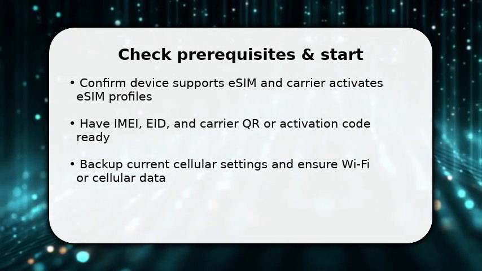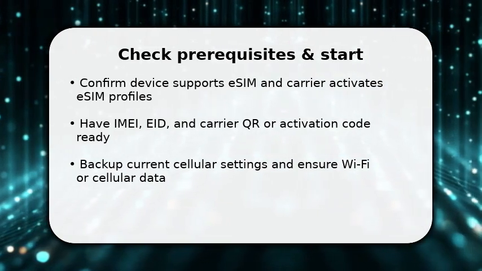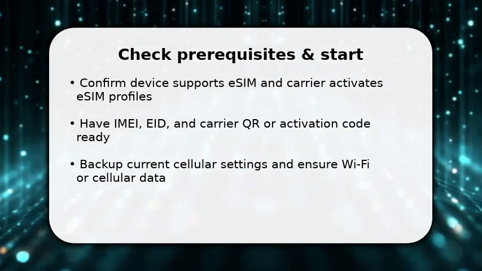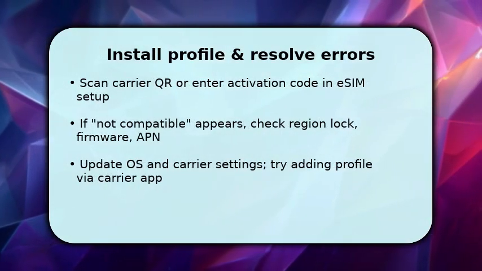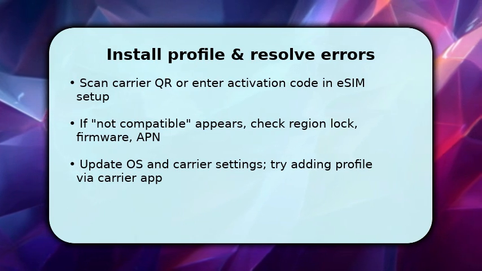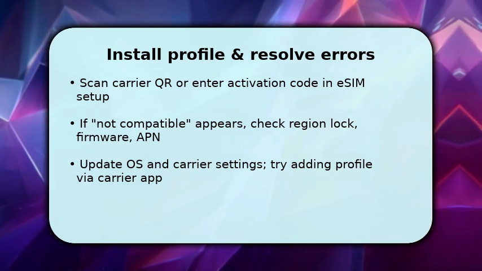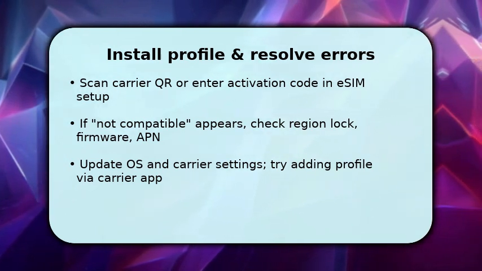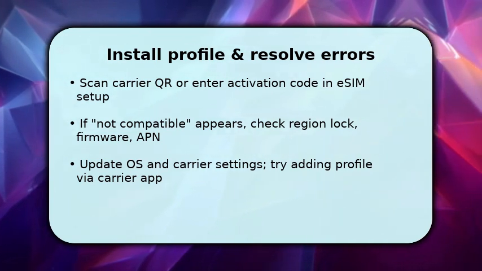If the device previously had a physical SIM, power it down, remove or note its slot number, and prepare to follow the carrier activation steps. You now install the eSIM profile by scanning the carrier QR or entering the activation code in Settings, Cellular, Add Cellular Plan. If the device shows Not Compatible, pause and verify the phone isn't carrier locked to another region and confirm firmware matches the carrier's requirements.